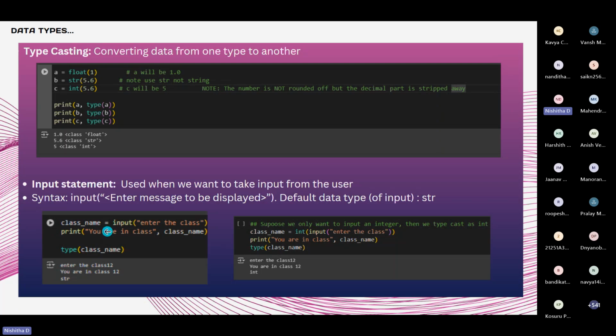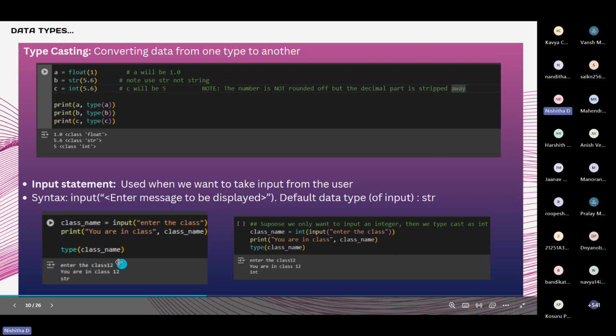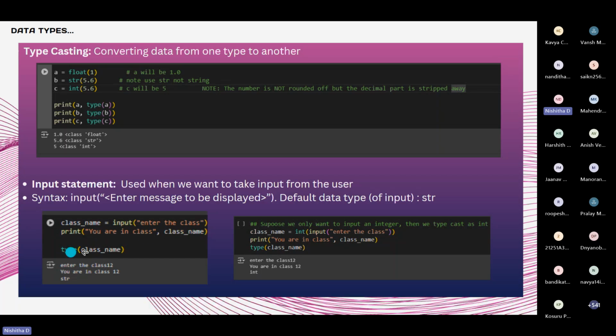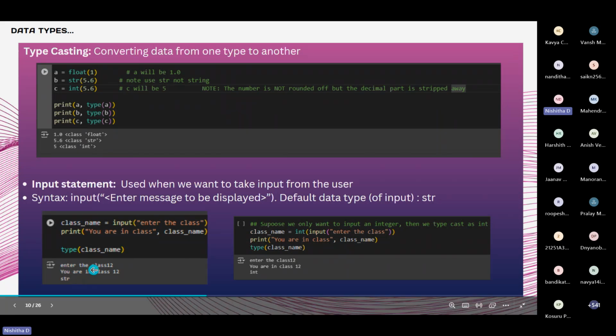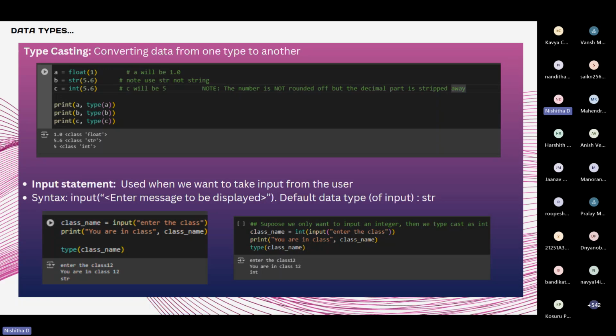So when you run this cell, it first outputs "enter the class", and then you can enter the class, say 12. Then it will print "you are in class 12". And if you check the data type of this variable, it's string. Why is it string? It's string because the input statement registers the input value taken in as string automatically.